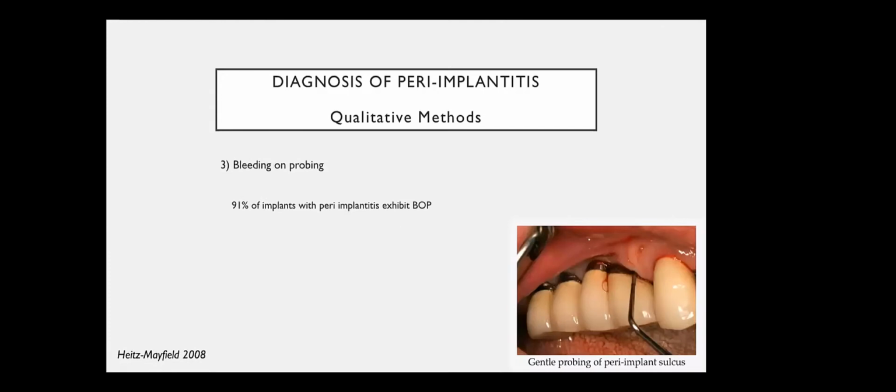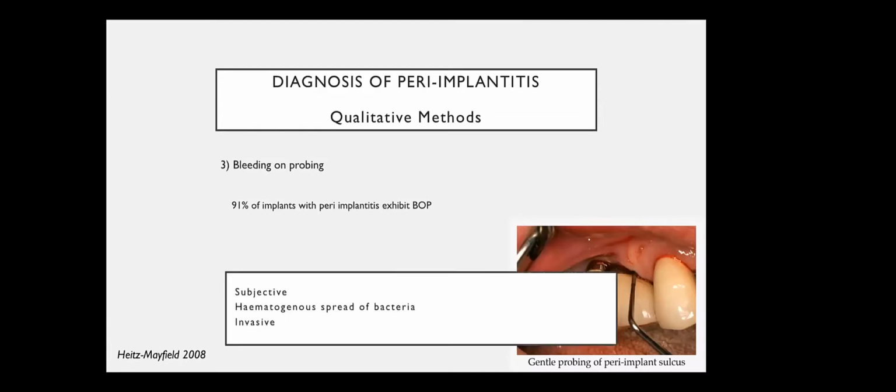Then we've got the classic bleeding on probing. 91% of implants will have some bleeding on probing if they have periimplantitis. My problem is that it's subjective. It really depends on the clinician, how hard they're probing. It's invasive. And lastly, you're actually spreading bacteria, which obviously you don't want to do if there is an infection present.